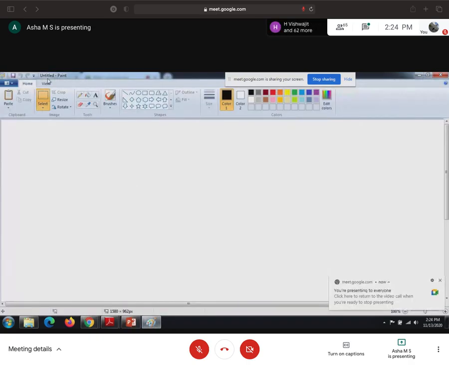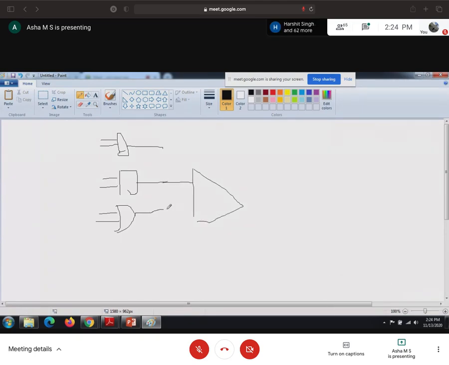I'll give an example. Here you have one gate, here you have another gate, and here another gate. Let me take two. Two inputs are connected to a buffer. Then this will be connected to some set of inputs, which means it's connected to some other gates.